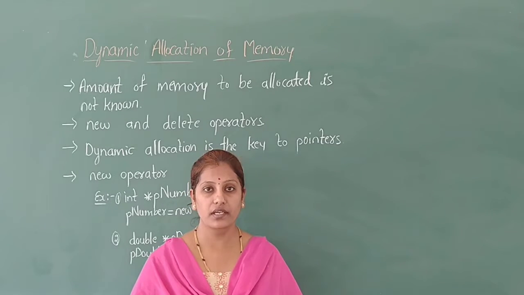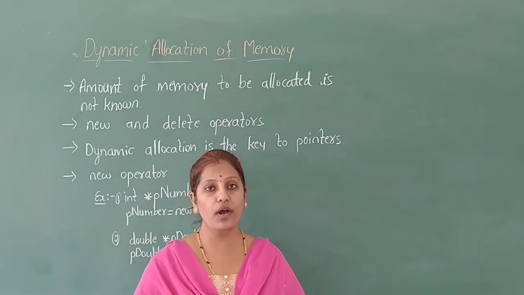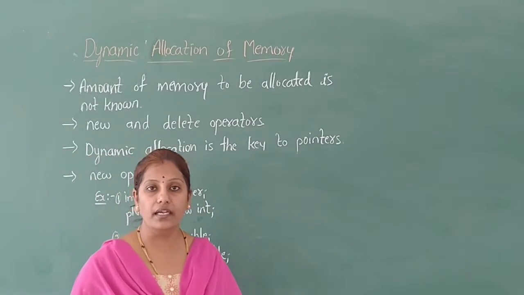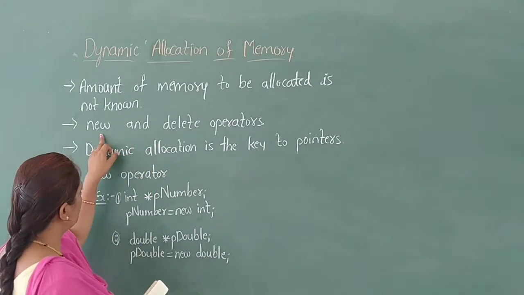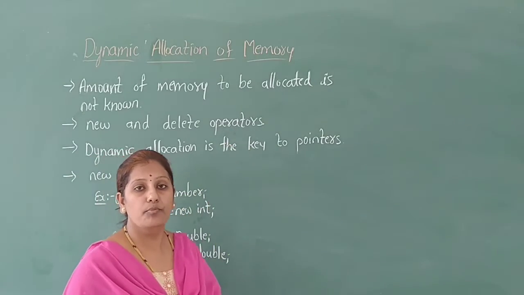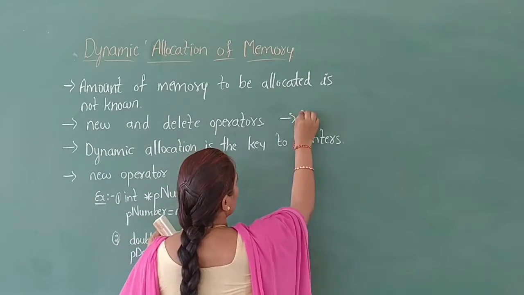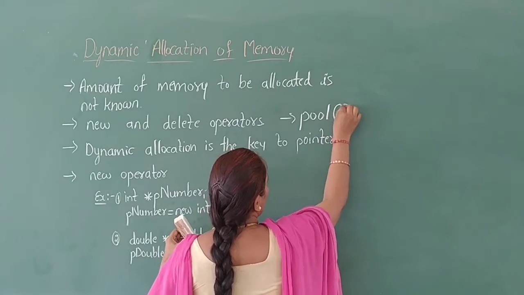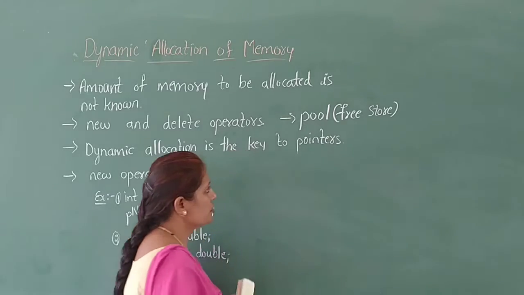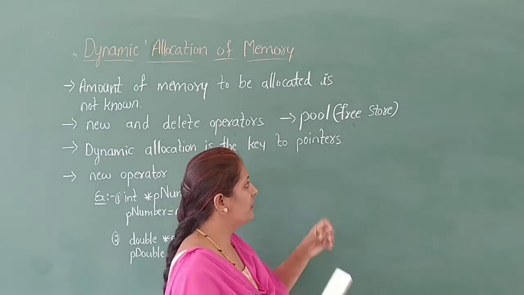C++ supports dynamic allocation and reallocation of objects using new and delete operators. And these operators allocate memory for objects from a pool called free store. Free store is a pool of unallocated memory heap.